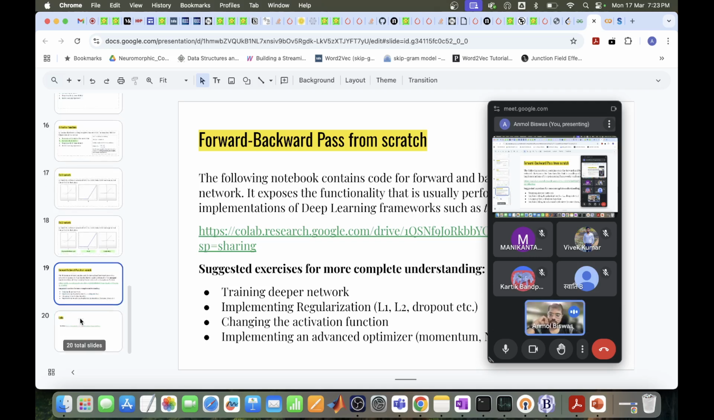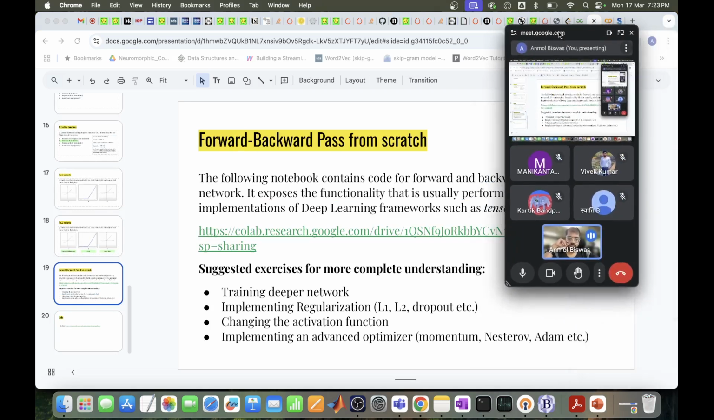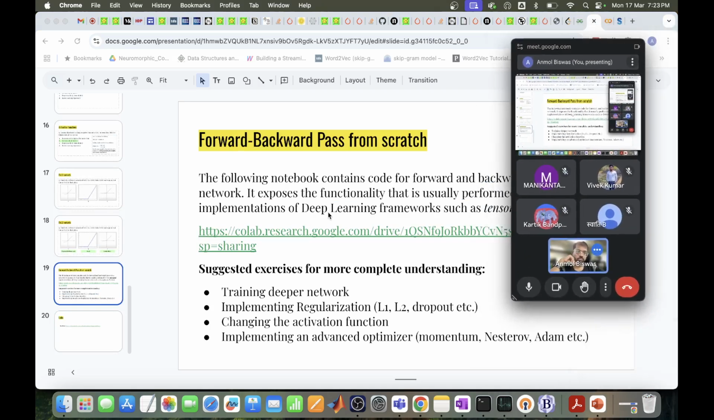So let's go here finally: forward and backward pass. Here the notebook is shared, and some exercises are suggested. You can try this out, right? You can try training a deeper network, which is a very simple addition if you want to do it, right? Just have more of those function calls. You have to define more weight parameters, and then you have more of those function calls.